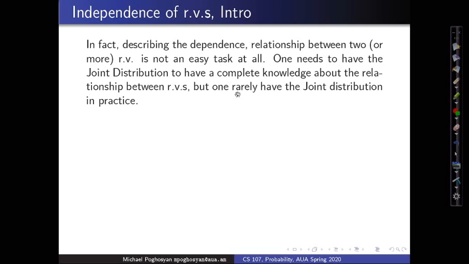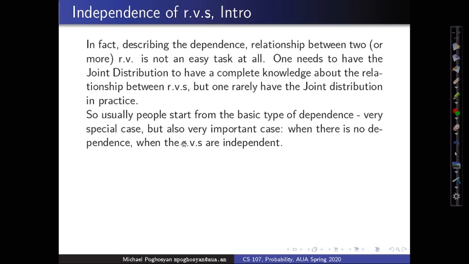But in practice, one rarely has that joint distribution. So usually people start from the basic type of dependence. A very special case, but also a very important one: a very special type of dependency where there is no dependency at all, where our random variables are independent. So today we're going to cover that independence case.